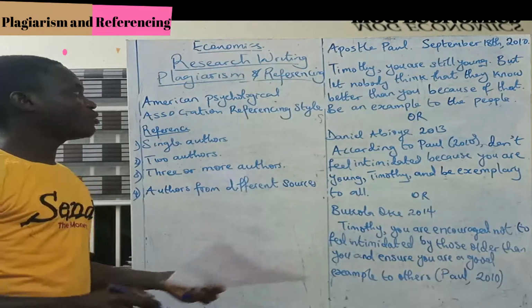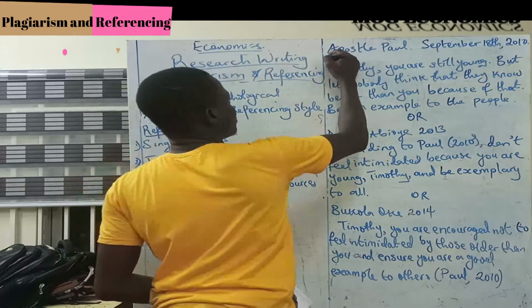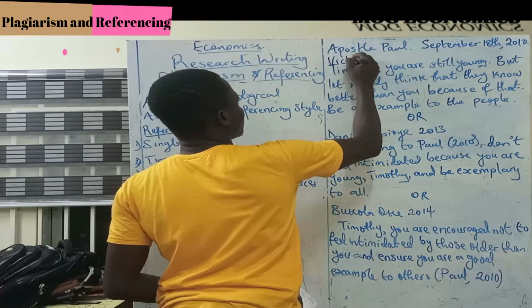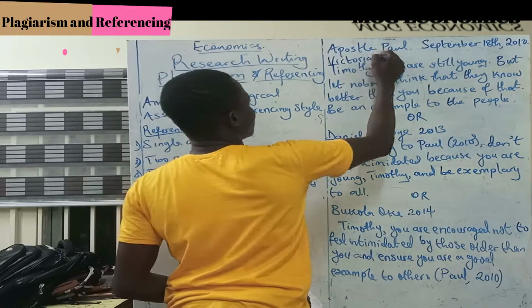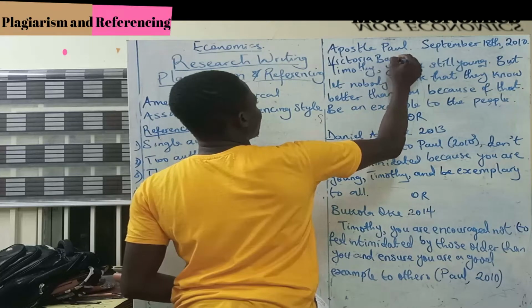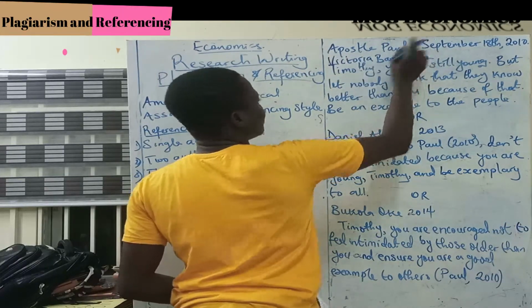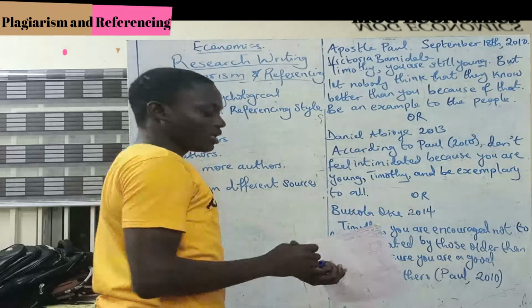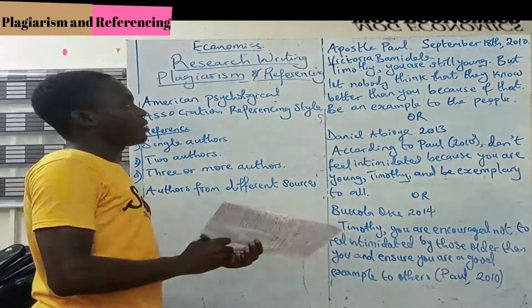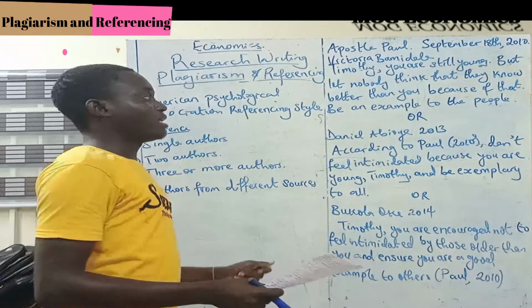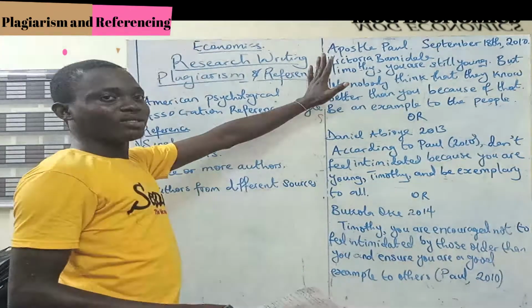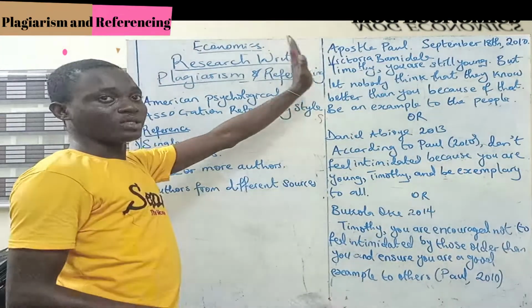All right, so let's say we have Victoria Bamidele here. Let's say Apostle Paul and Victoria Bamidele wrote a particular journal or book, and in that book is where you have this paragraph or this statement.